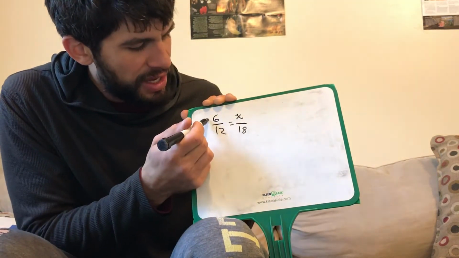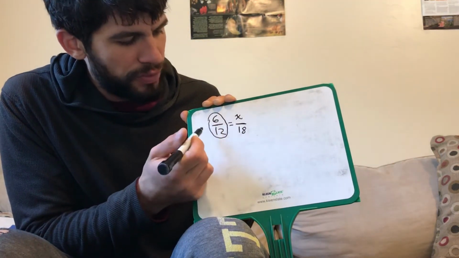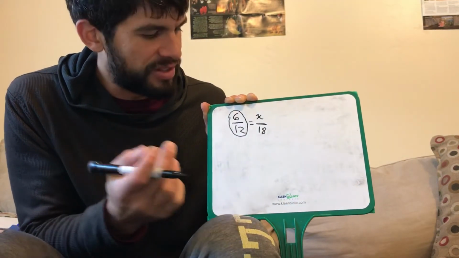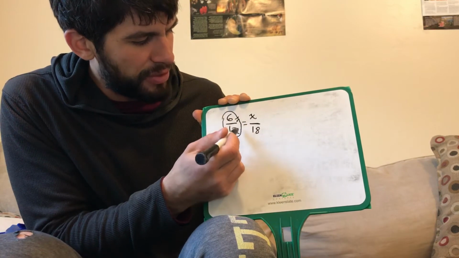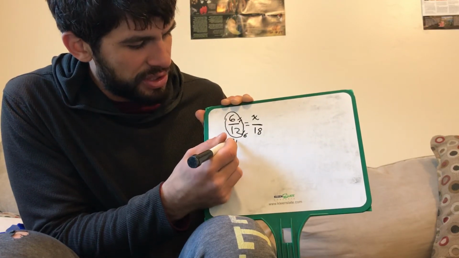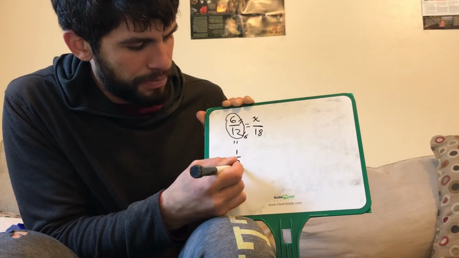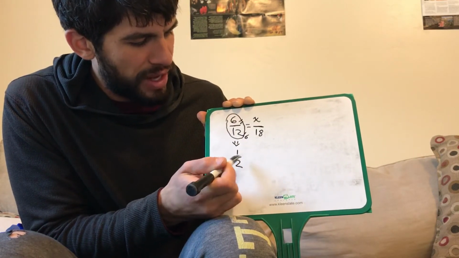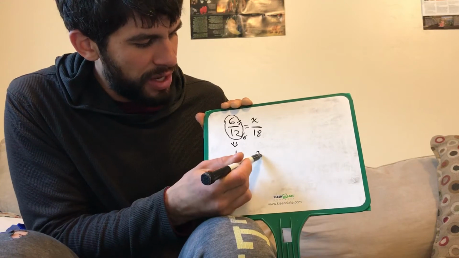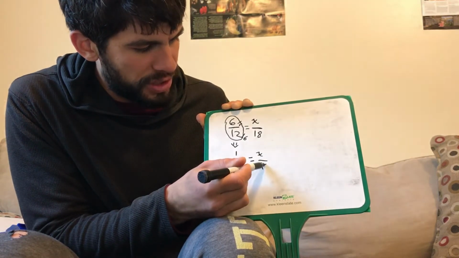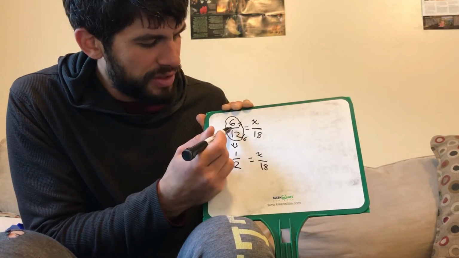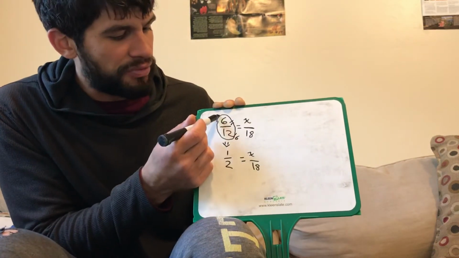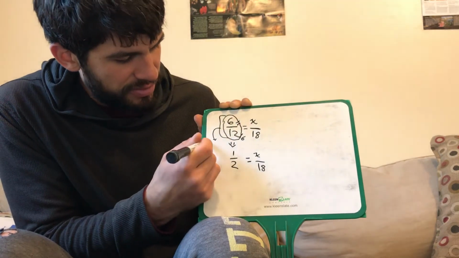What I notice is, hey, 6 over 12, we can reduce that, right? We're going back to what we did earlier this year on reducing fractions. We can divide both of those by 6 to reduce the fraction to 1/2. So 6 over 12 is the same as 1/2. And then we can rewrite our proportion with 1 over 2 instead of 6 over 12. So all I did here was I reduced this fraction. So I'll write that down.